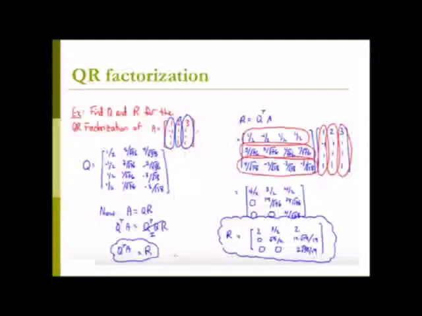Then after simplification, we get the matrix R, that is 2, root 3 by 2, 2; 0, root 19 by 2, 12 root 19 by 19; 0, 0, 2 root 38 divided by 19. So this is the solution for the given example. Just try to work through this example. Thank you.